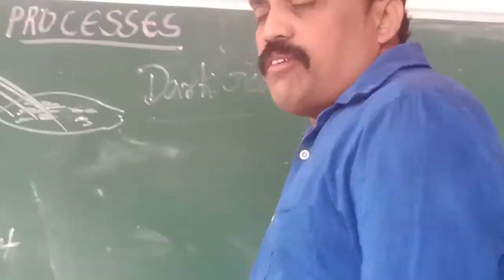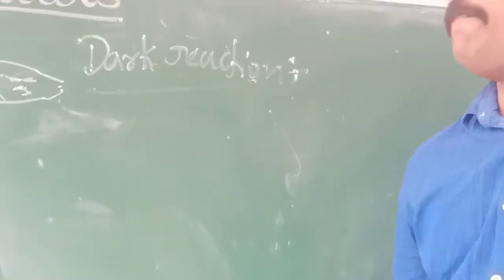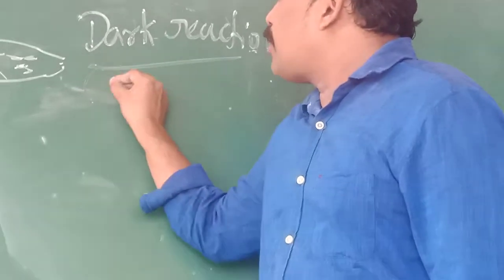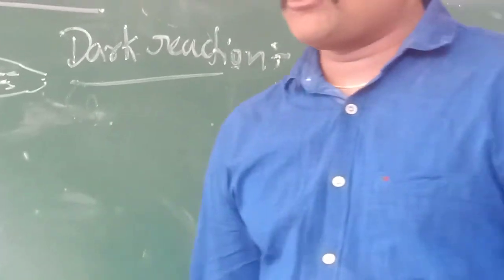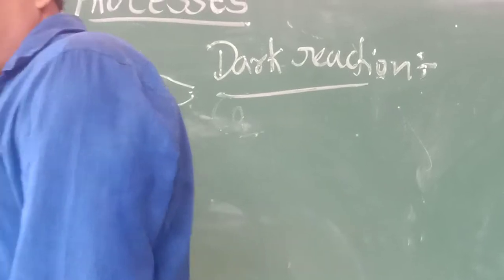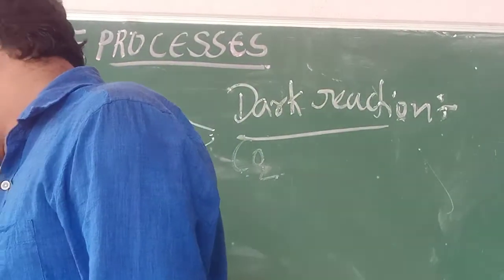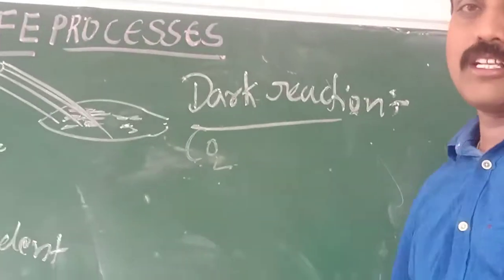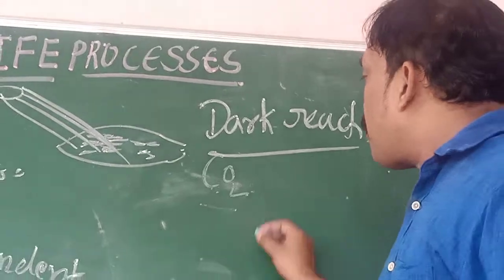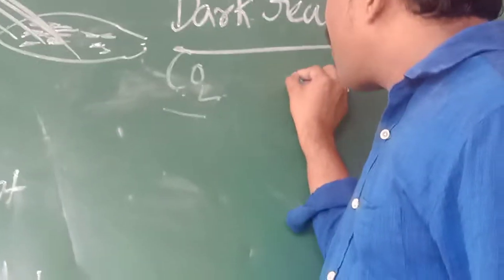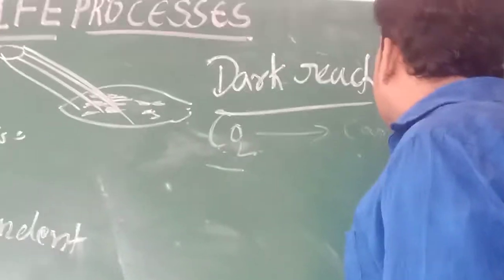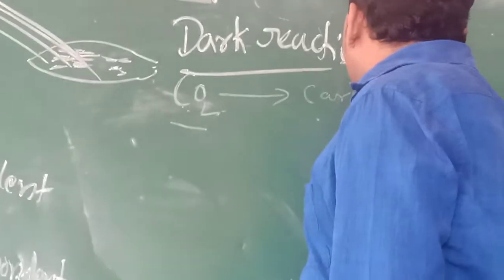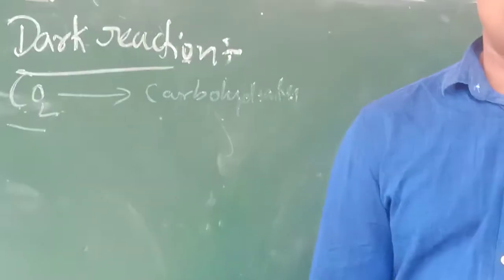Dark reaction. I already told you, in your textbook it is given as dark reaction. Here, the carbon dioxide is involved. Four factors are useful in the process of photosynthesis. One factor is chlorophyll in light reaction, then water molecules, and sunlight. Three factors are completed. The remaining factor is carbon dioxide, the fourth factor. This carbon dioxide converts into carbohydrates by using some intermediates.